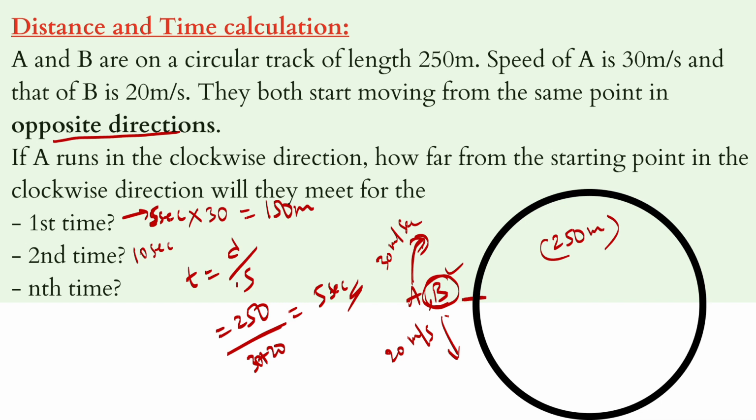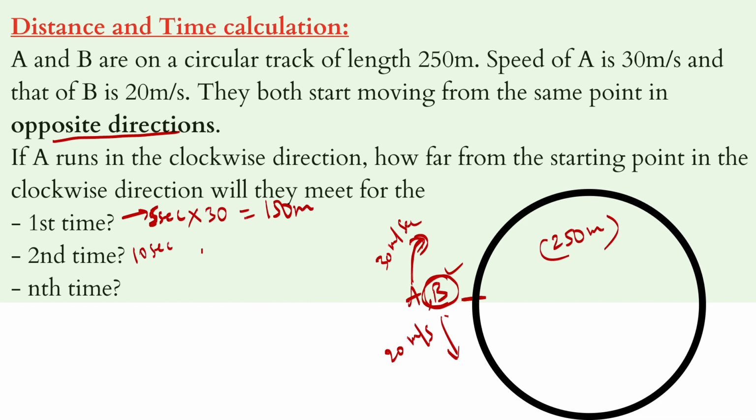And how can we calculate distance here? The distance traveled for the second time is 300 meters, right? Now if we divide 300 meters by the length of the track, that is 250 meters, the remainder will be 50 meters. This is the remainder.